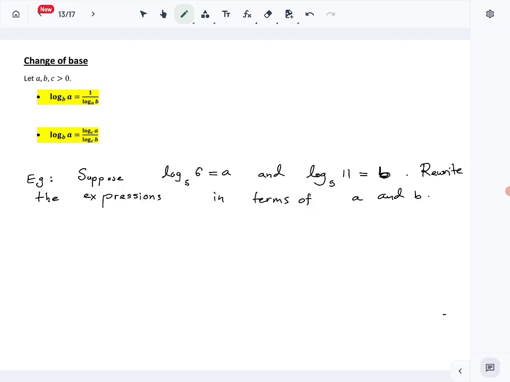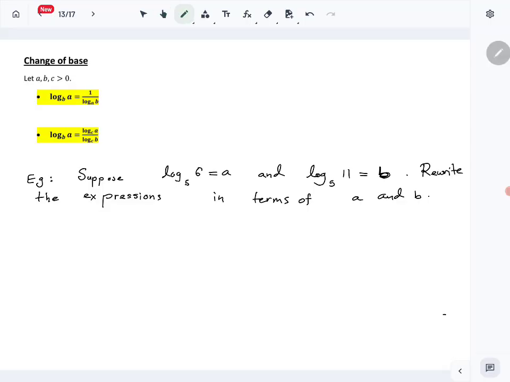Right. Okay, then the final topic in logarithms is change of base. Right. So there's two change of base formulas you should know. First one is log base b of a is the same as 1 over log base a of b. You just repeat. And the other one is you can write log base b of a using a different base, log base c of a over log base c of b.